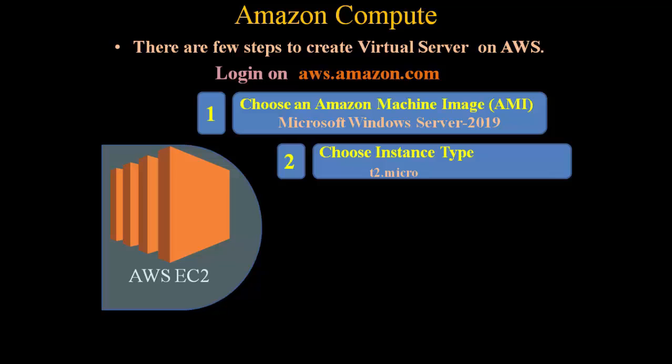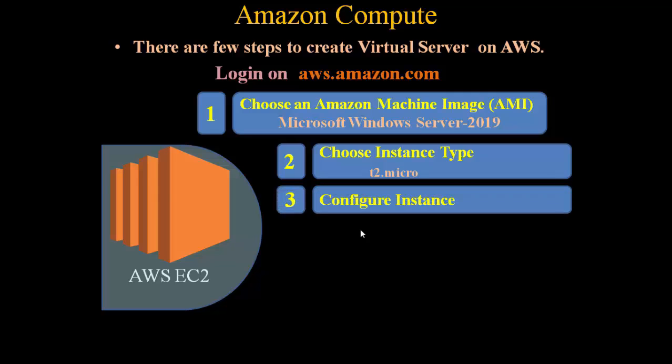But we have created a free tier account, and in this free tier account we have only one choice, that is T2 micro. This is the type of instance that we need to select because it is free of cost. So select T2 micro instance type. Now third step is configure instance.